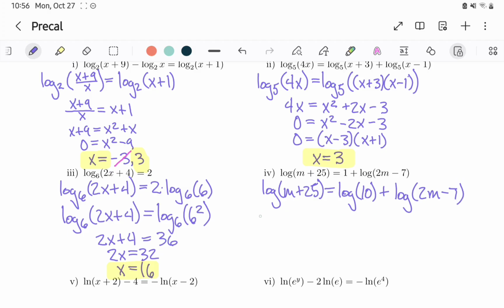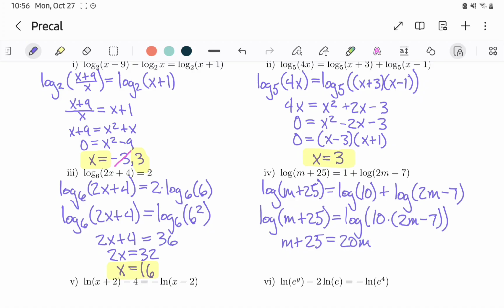And then from here, we can use the product property on the right-hand side. So we have log of m plus 25 equals log of 10 times 2m minus 7. And then we can now use the note at the top to drop the logs and consider the equivalent equation. m plus 25 equals 10 times 2m minus 7, which is the same as 20m minus 70. And so solving for m, we are going to end up with 95 is equal to 19m. And then dividing both sides by 19, we're going to get m is equal to 5.